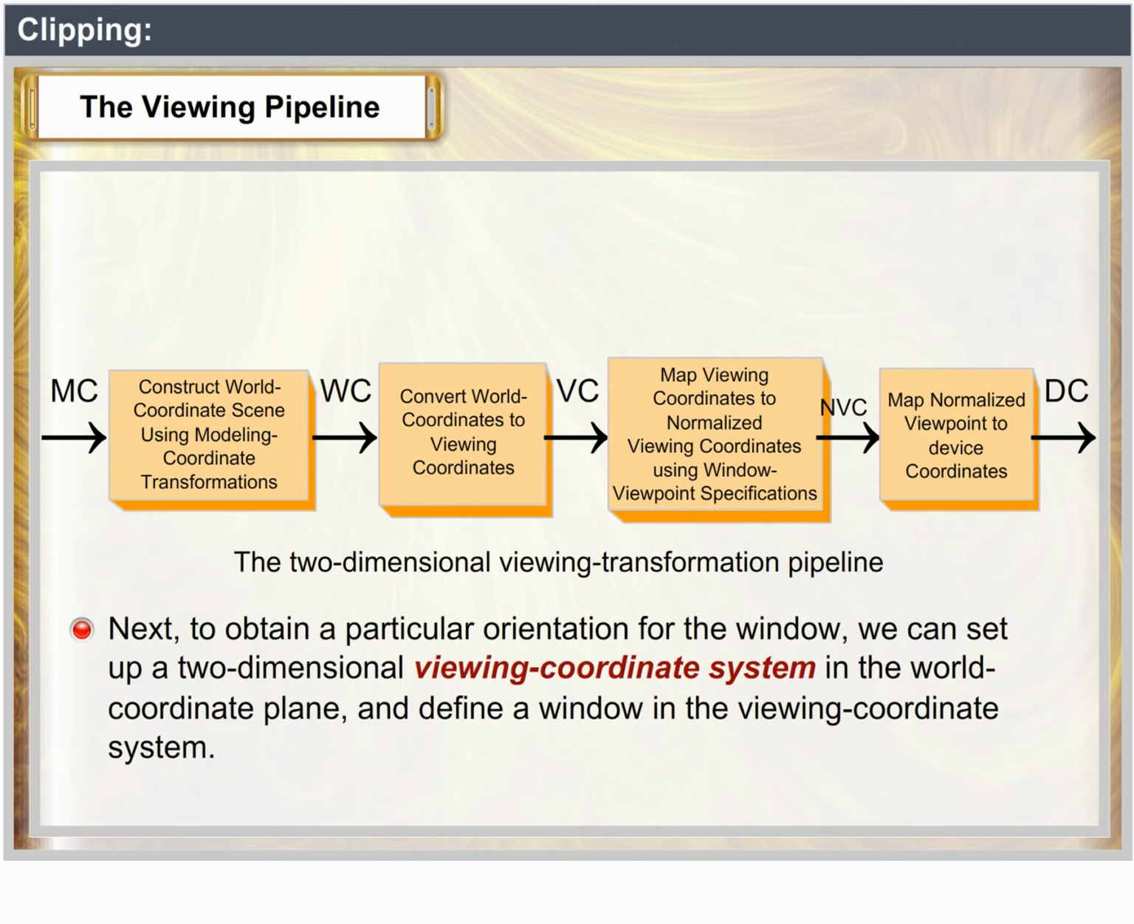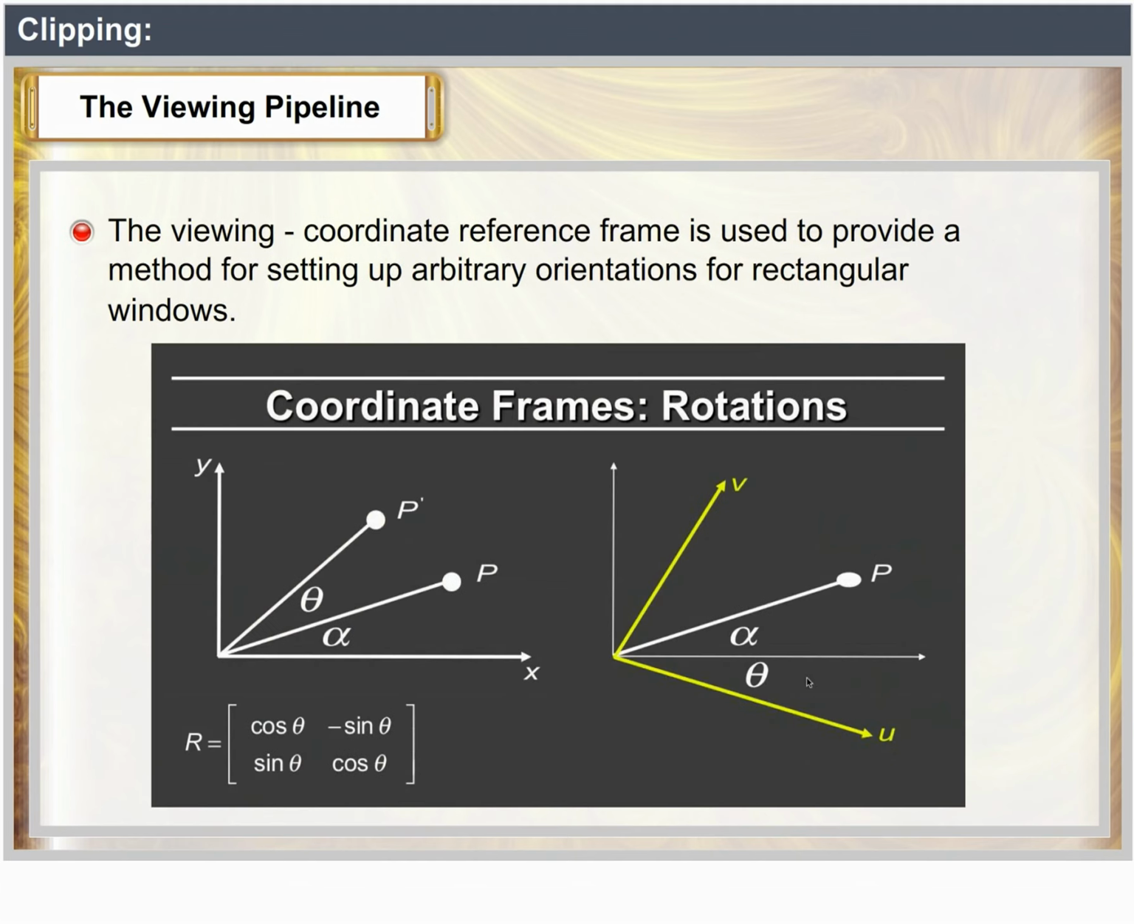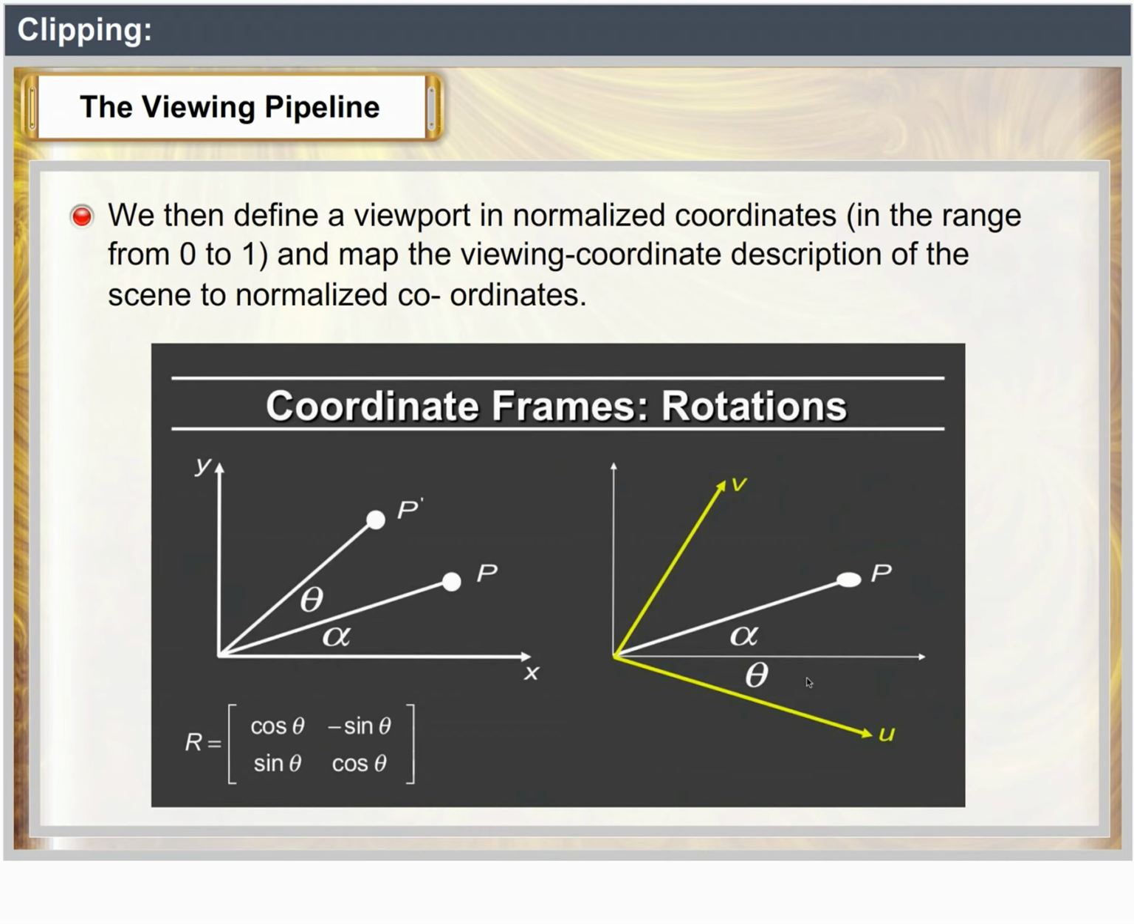Next, to obtain a particular orientation for the window, we can set up a two-dimensional viewing coordinate system in the world coordinate plane and define a window in the viewing coordinate system. The viewing coordinate reference frame is used to provide a method for setting up arbitrary orientations for rectangular windows. Once a viewing reference frame is established, we can transform the descriptions in world coordinates to viewing coordinates. We then define a viewport in normalized coordinates in the range from 0 to 1 and map the viewing coordinate description of the scene to normalized coordinates.